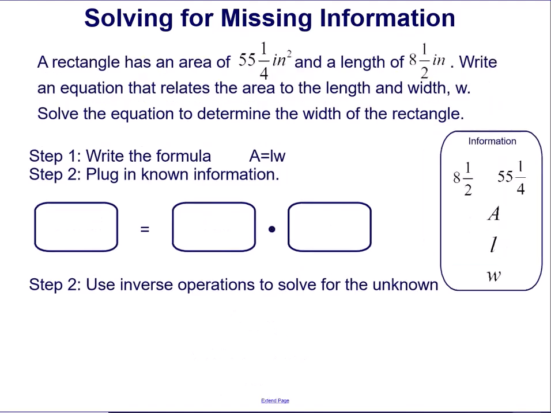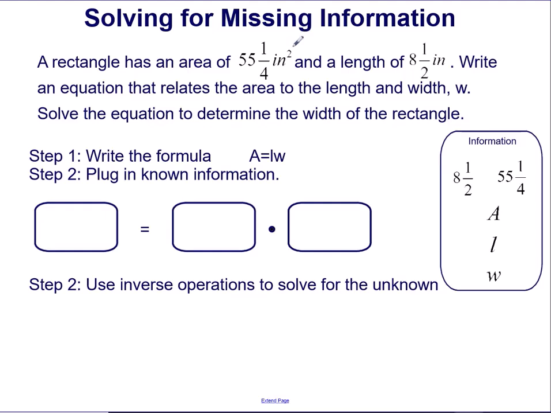Solving for missing information. A rectangle has an area of 55 1/4 inches squared and a length of 8.5 inches. Write an equation that relates the area to the length and width, W. Solve the equation to determine the width of the rectangle. Step 1, I write the formula, area equals length times width. In step 2, I plug in the known information.